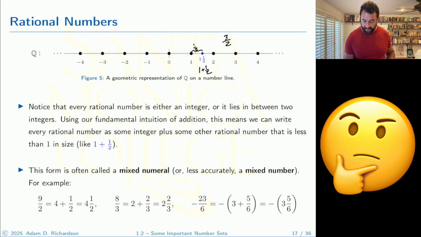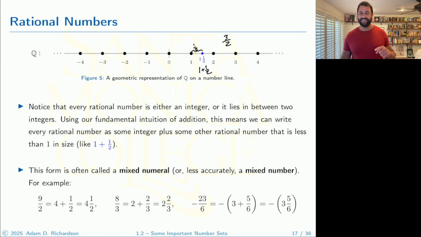So when we write a rational number in this form, it's often called a mixed numeral, or maybe less accurately, a mixed number. You probably heard about these in the past. Do not be afraid to use mixed numbers. I know a lot of students feel like they're not allowed to use mixed numbers, but I want to tell you right out, you absolutely can and you should. And oftentimes, writing things as a mixed numeral is more intuitive and makes more sense and reveals more structure than writing everything as a quote improper fraction, right?